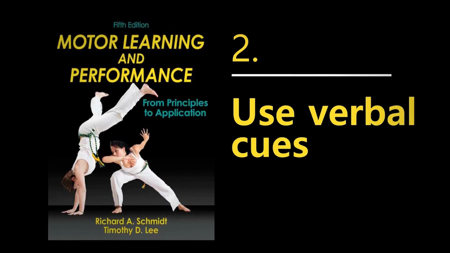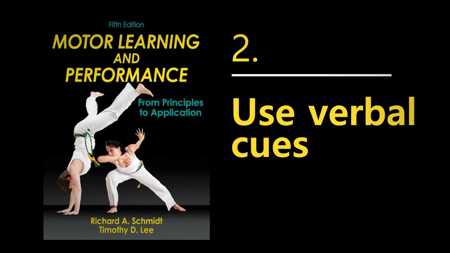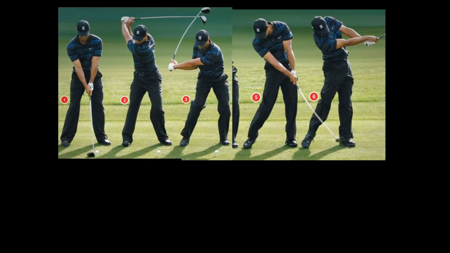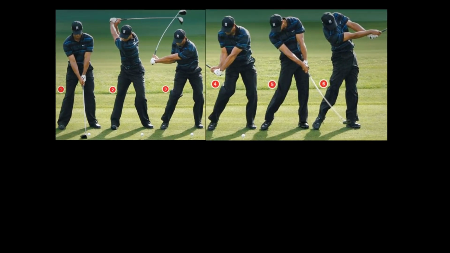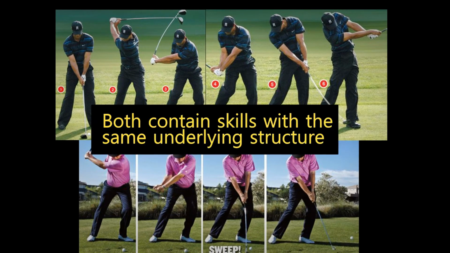Secondly, the use of verbal cues to emphasize transfer was recommended. This involves making sure if 2 things have the same underlying structure, they are labelled the same. Regardless of whether the shot is taken with a driver or an iron, some underlying elements are still the same, and verbal cues can be used to describe them.